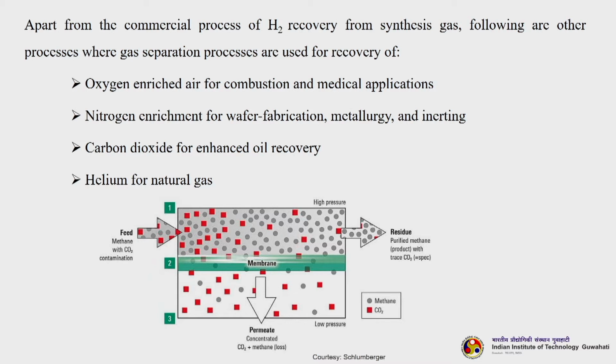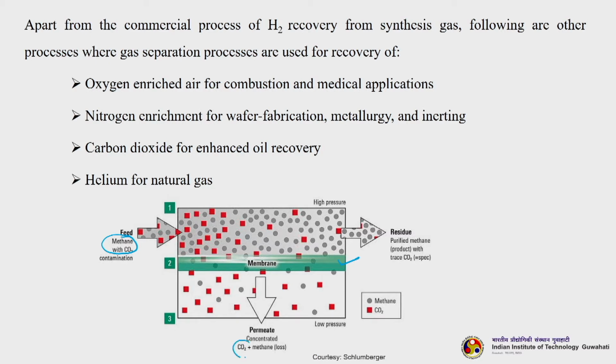Now, you can see this particular application in which we are trying to remove carbon dioxide from a mixture of methane and carbon dioxide. The feed contains both methane and carbon dioxide, and I use a gas separation membrane, or I can call it a carbon dioxide selective membrane, in which the carbon dioxide will be selectively separated or permeated through.